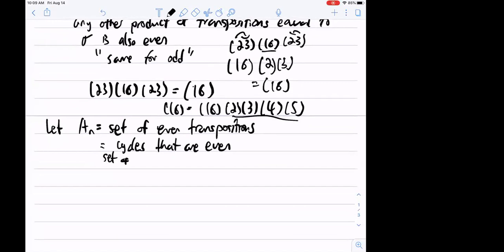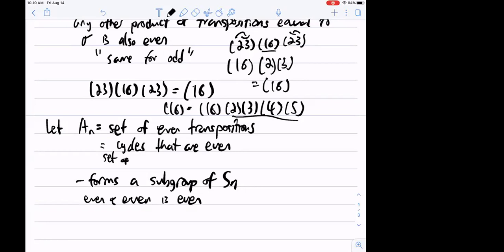So this actually forms a subgroup of Sn. Recall a subgroup means I take the same operation as in Sn. The idea is, even plus even is even.